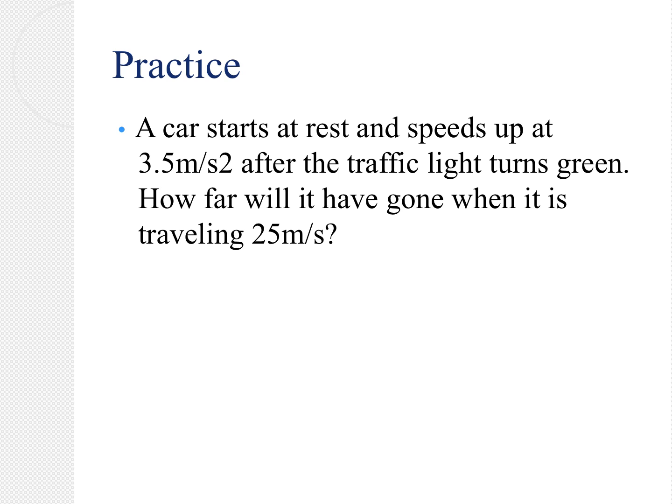Okay, this one says a car starts from rest, so that's an assumption that does ring true in this problem. Velocity initial is 0 here. VI equals 0. Speeds up at a rate of 3.5 meters per second squared. So A equals 3.5. After the traffic light turns green. How far will it have gone when it's traveling 25 meters per second? So give me some insight as to what we are solving for here. What variable is going to be our question mark?